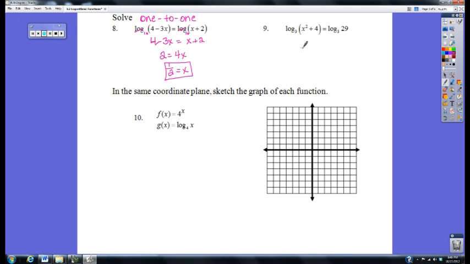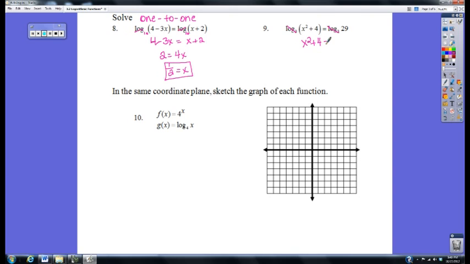Number 9, the same thing. Log base 3 once on the left, log base 3 once on the right. The reason I'm saying once on the left, once on the right is because later on you will have to do some condensing to get it to where you have log base 3 once on the left and log base 3 once on the right. But this is already condensed, you haven't had to do that yet. And so we will just solve for what's left.